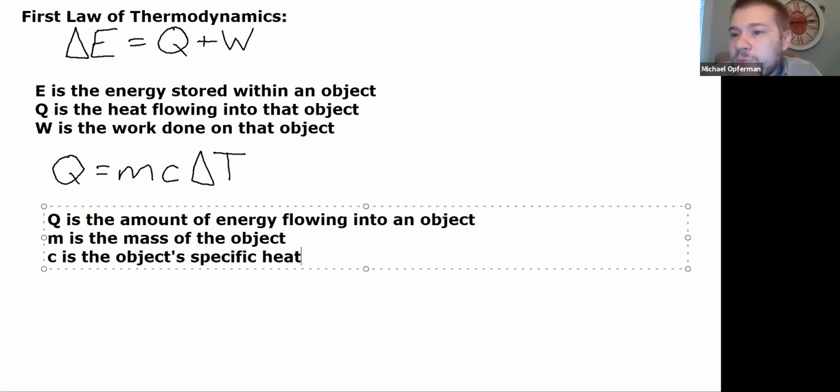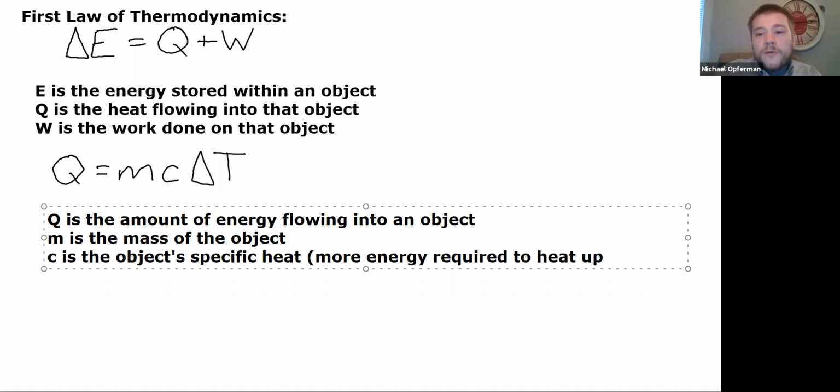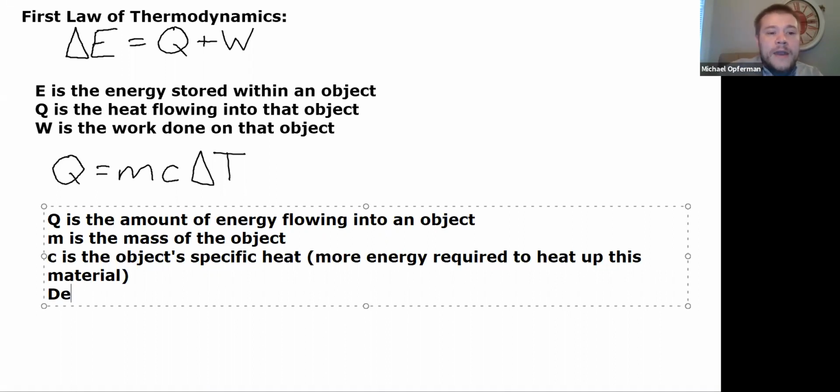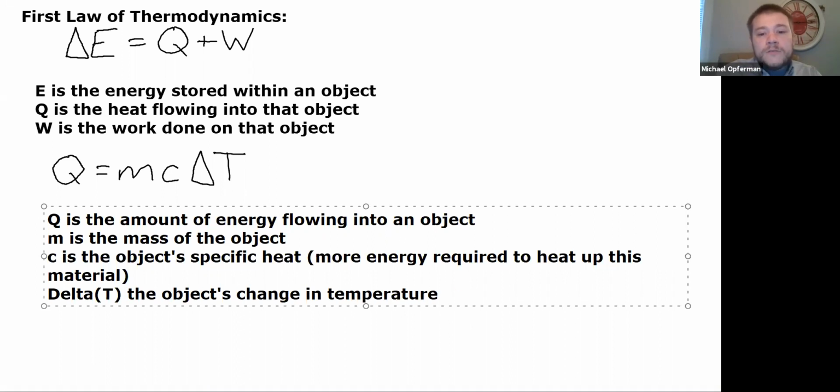Something that has a higher specific heat takes more energy to heat it up, and then it'll give off more energy as it cools down. So I'll just write in parentheses here: higher specific heat means more energy required to heat up this material. That's what specific heat means. And then the delta T there represents the object's change in temperature during this process.